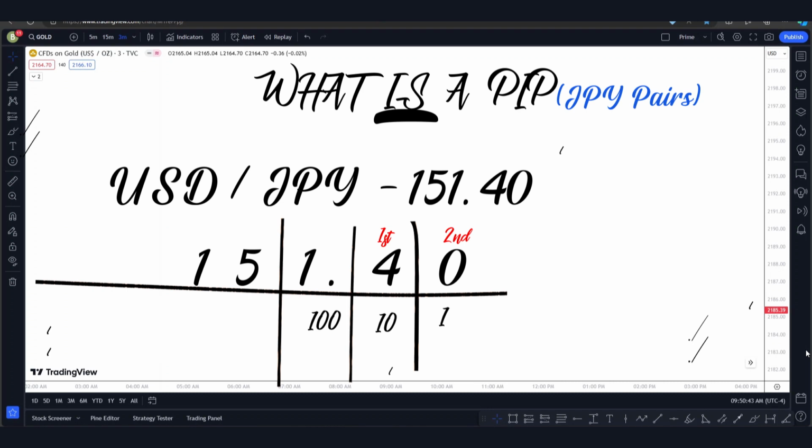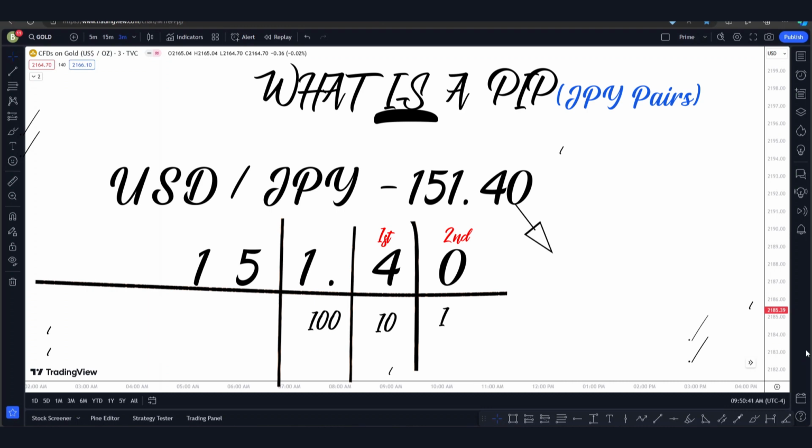So when the value of the dollar yen moves from 151.40 to 151.47, how many pips did it move? Since the 0 column is our ones, we can boldly say that the market moved only 7 pips. The market moved 7 pips.